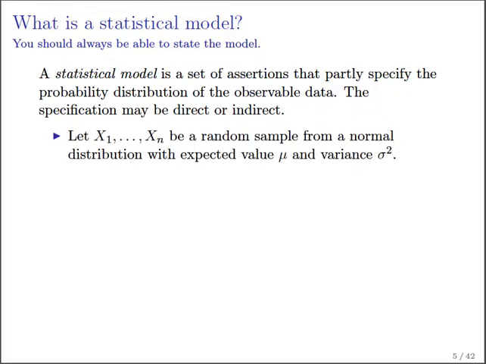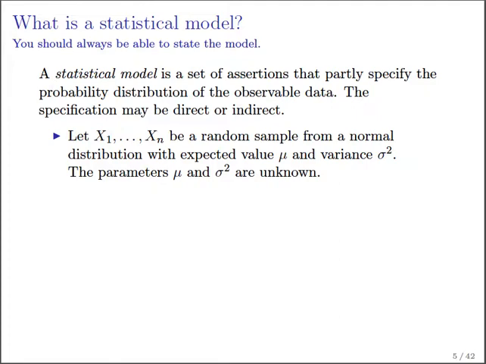Here's one. X1 through Xn is a random sample from a normal distribution with expected value mu and variance sigma squared. Notice that this is a direct specification of a probability distribution for the observable data. An indirect one will come next. And this specification of the distribution is only partial. It partly specifies the probability distribution because it leaves the parameters mu and sigma squared unknown, to be determined or guessed at from the data.